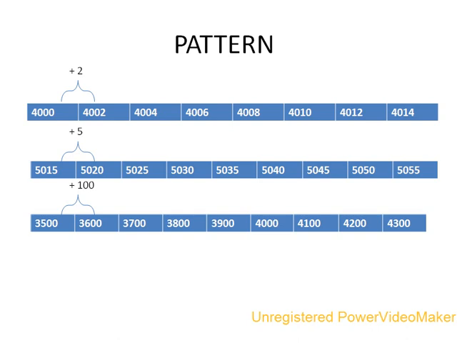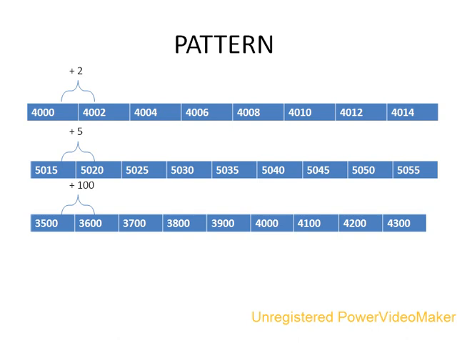Now 5025 plus 5 will be 5030. Again 5 will be 5035. Again 5 is 5040. Again 5, 5045. Again you add 5, you will get 5050.